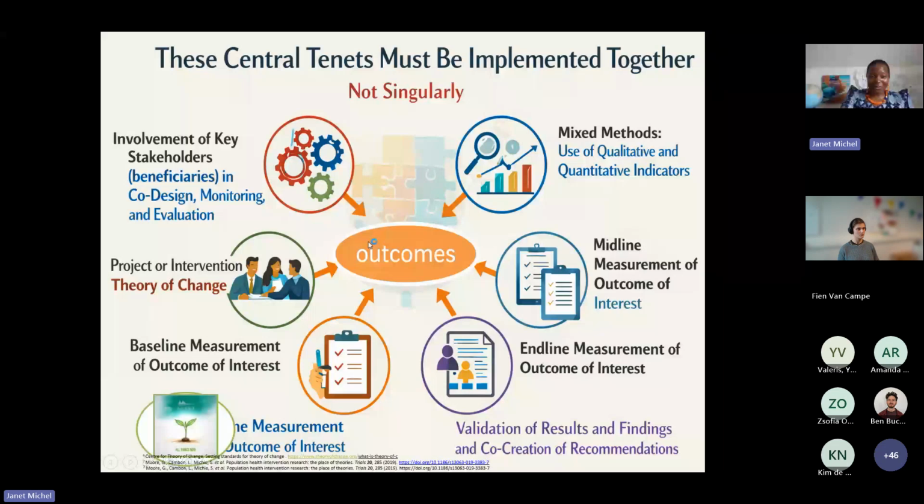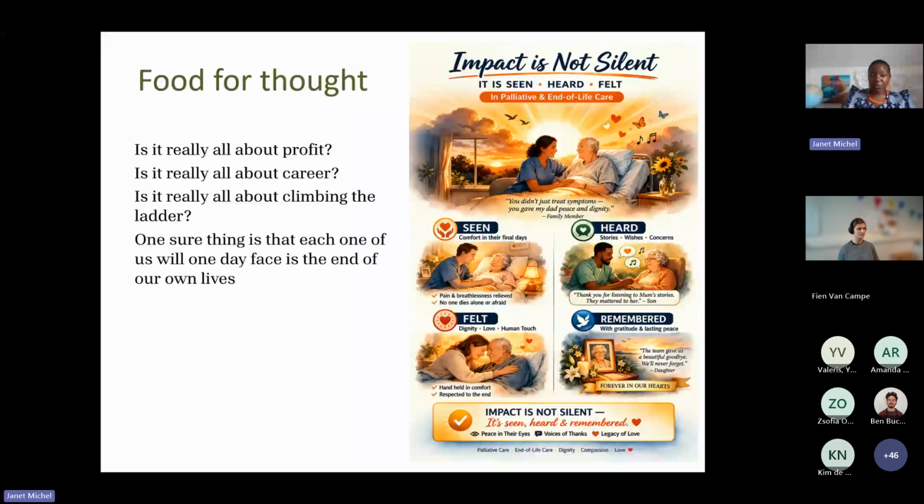And food for thought, is it really all about profit? Is it really all about career? Is it really all about climbing the ladder? One sure thing is that each one of us will one day face the end of our own lives. So how can we bring humanity back to care?